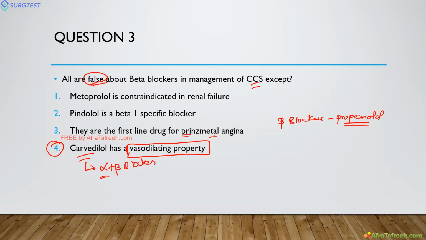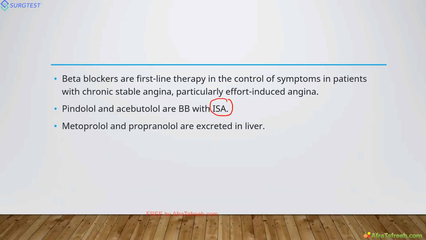Again, this option: pindolol is a beta 1 specific blocker. No. Pindolol and acebutolol are beta blockers with intrinsic sympathomimetic activity. So they have some beta mimetic activity. They can be used in angina patients who have very low heart rates. For example, if the patient has a heart rate of 50, you can't prescribe a normal beta blocker. You can use this because it has intrinsic sympathomimetic activity. It won't decrease the heart rate further.